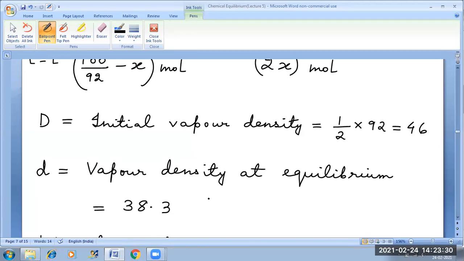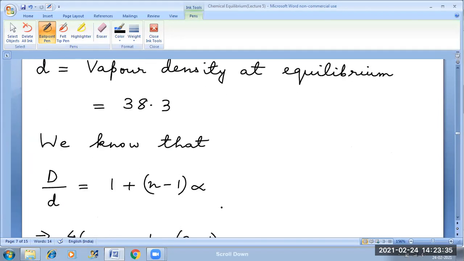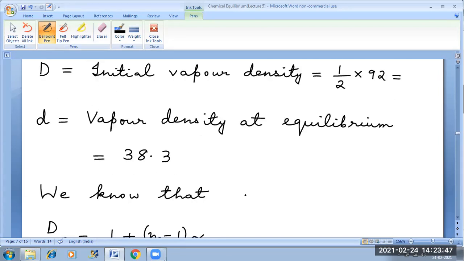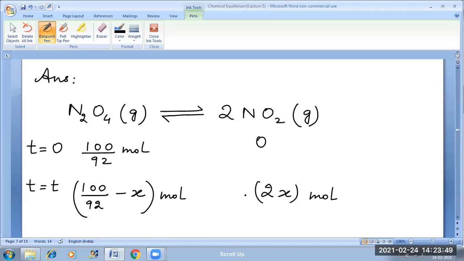So now we know initial and final vapor densities. We can apply the formula. Initial upon final is equal to 1 plus (n minus 1) into alpha, where alpha is the degree of dissociation, and n is the sum of coefficients of the products. I have only one product here, that is NO2. The coefficient of NO2 is 2, so the value of n is 2.